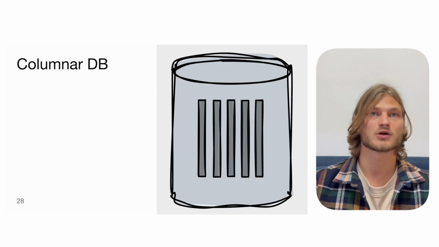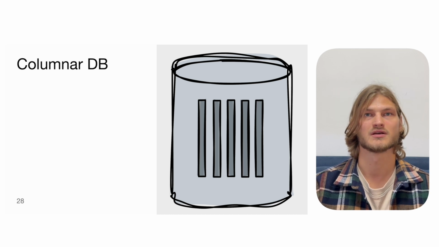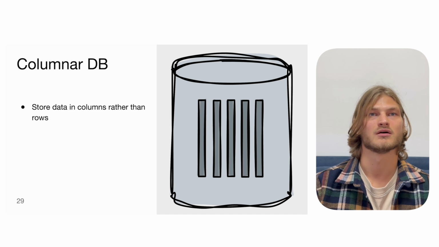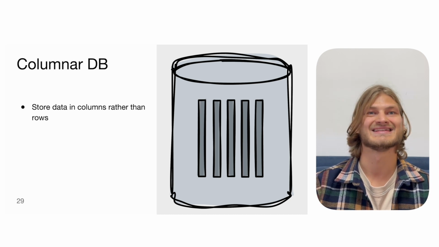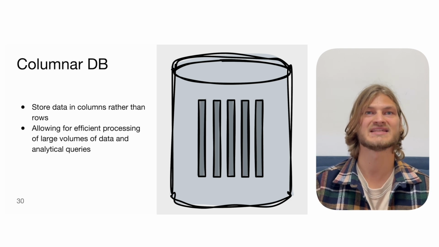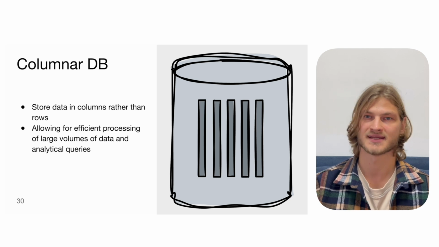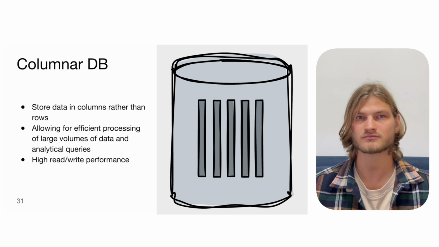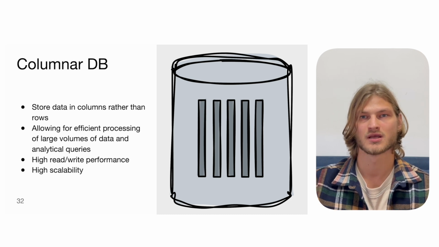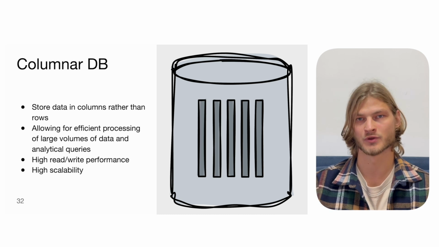So let's talk about Columnar DB. So what is it? In Columnar DB, data is stored in columns rather than rows. It allows for efficient processing of large volumes of data and analytical queries. It has high read and write performance. It has also high scalability out of the box.